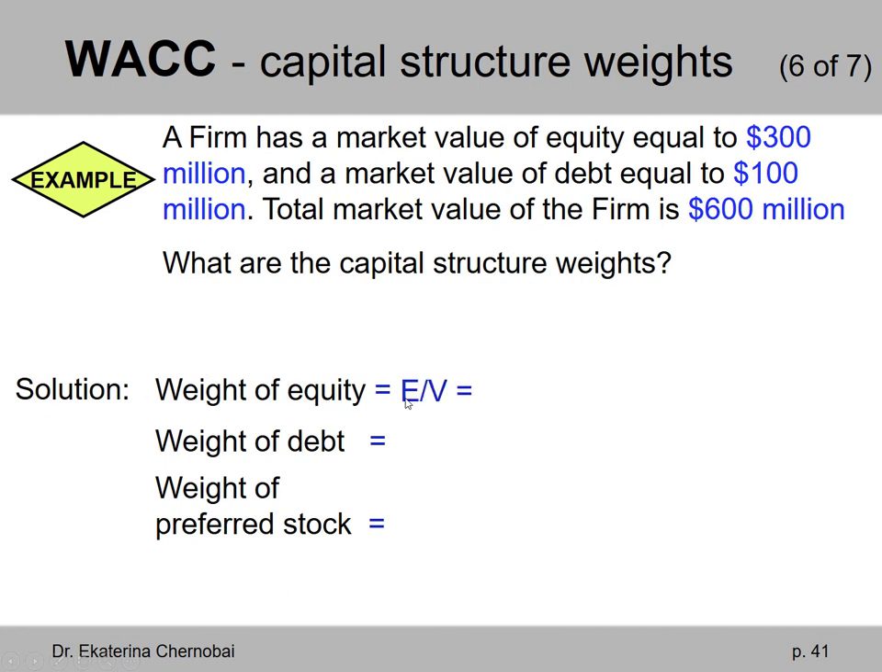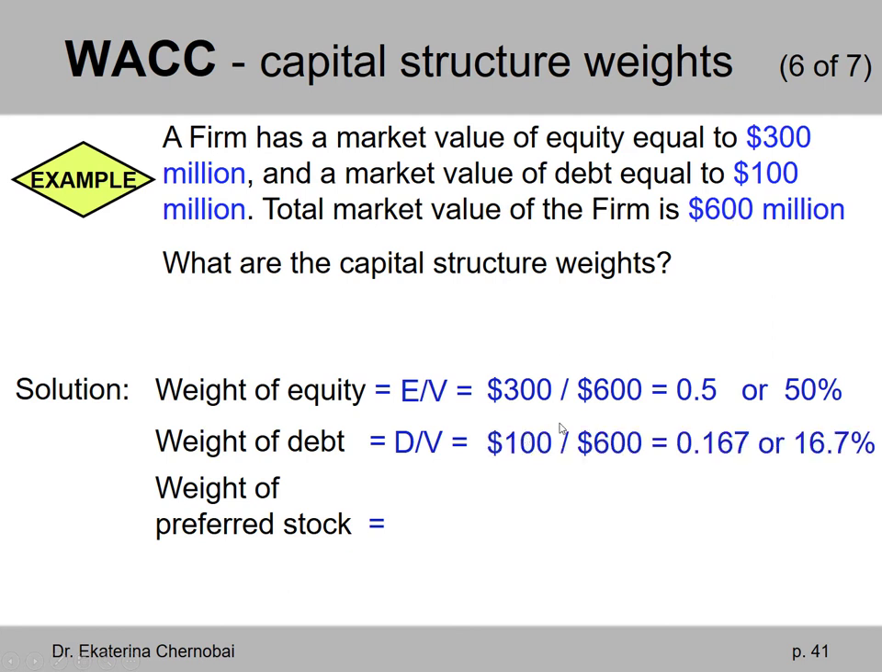And that must be the preferred stock value. So to find the weight of equity, we divide E by V, equity market value by the firm's total market value. 300 million over 600 million, which gives 0.5 or a 50% weight. The weight of debt is calculated similarly, D divided by V. The market value of debt is 100 million. We divide that by the market value of the firm, 600 million, which gives 0.167 or 16.7% as the weight of debt.